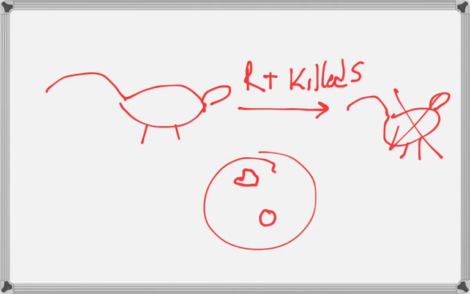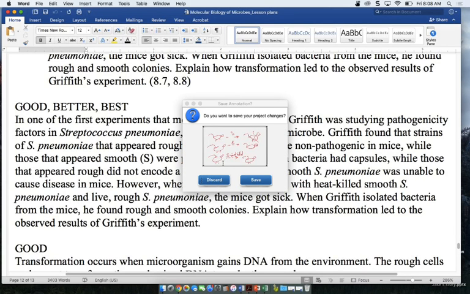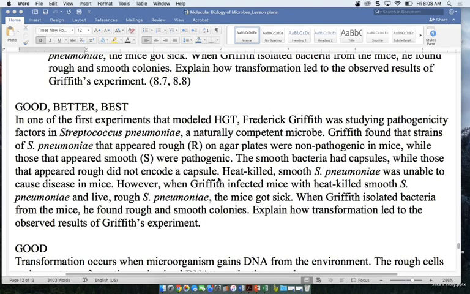So the question, if we go back to that original question there, is: explain how transformation led to these observed results. Okay? One of the things I alluded to early on was that if you can explain transformation, or the process of transformation in general, that's going to get you some points. That's kind of a good answer. Where you go from a good to an excellent answer is in putting this into the context of this particular experiment, using some of the terminology or evidence from the experiment to support this model of transformation.